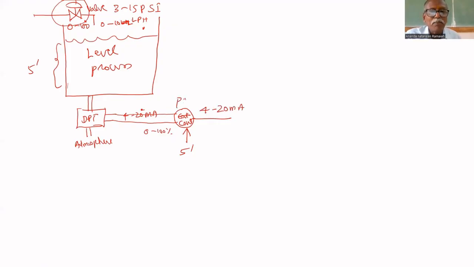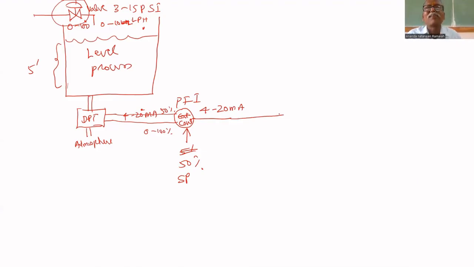The controller is a P plus I controller. How a P plus I controller works we have already discussed. It works based on error. Here, instead of 5 feet, I am giving 50%. The set point is given as 50%. It means the total level is 0 to 10 feet, so 50% means 5 feet. Actual level is measured by the DPT and given here. If that is also 50%, what is the error? 0. If it is not 50%, an error is there.